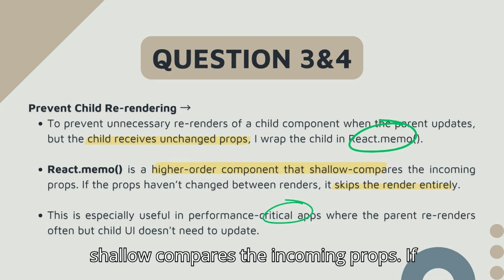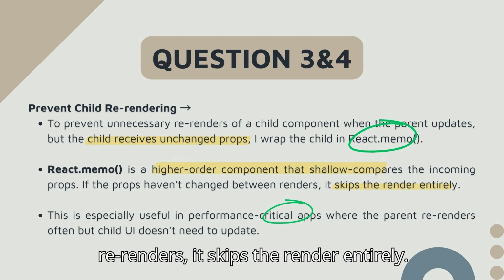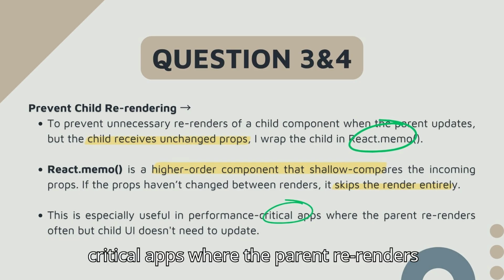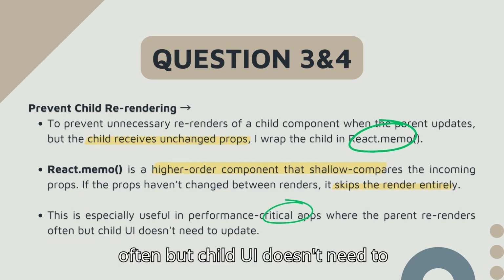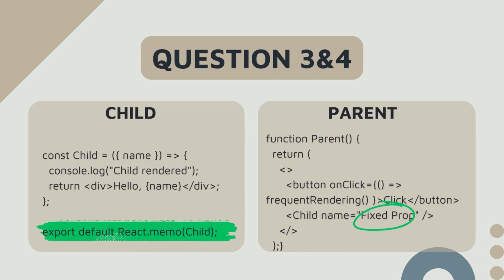React.memo shallow compares the incoming props. If the props haven't changed between re-renders, it skips the render entirely. This is especially useful in performance critical apps where the parent re-renders often but the child UI doesn't need to update. And you can explain your concept with a tiny code snippet.